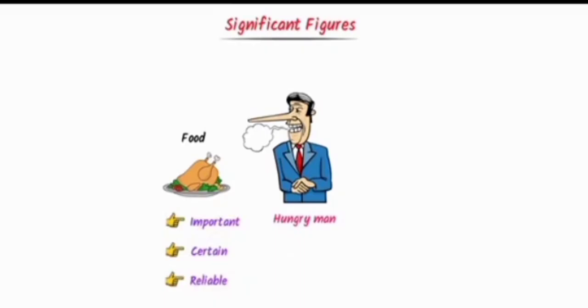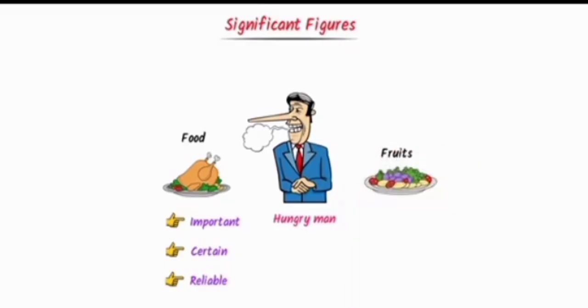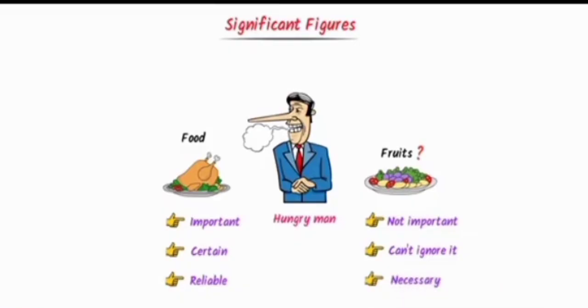Secondly, let's consider that he adds some sort of fruit to his menu. Here, let me ask you, is fruit that much important to kill his hunger? The answer is no. It is not that much important, but we cannot ignore its importance. I mean, fruit is necessary.